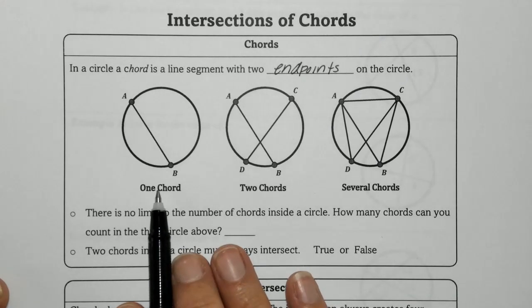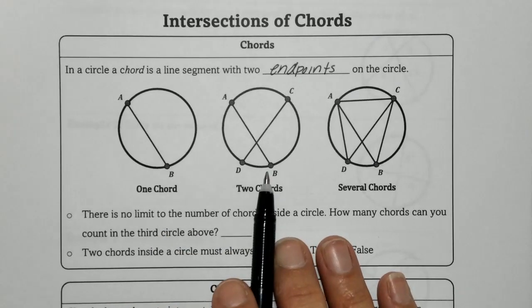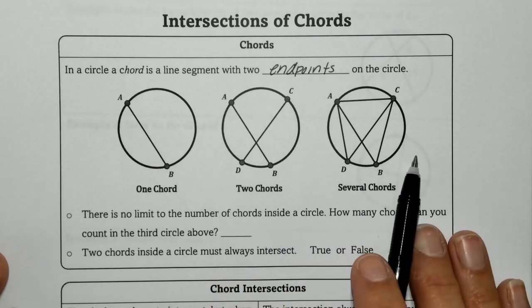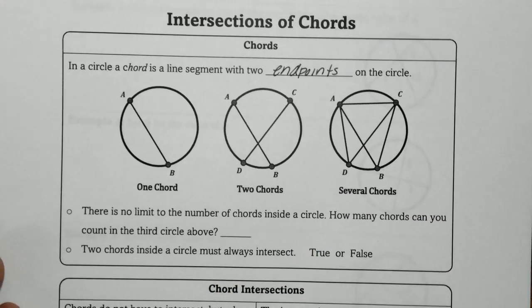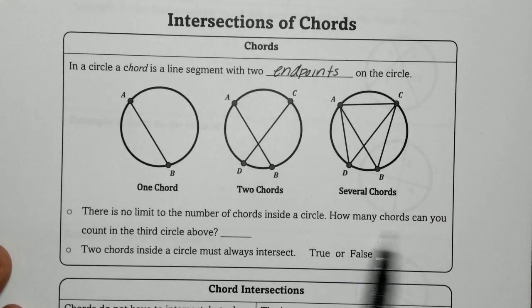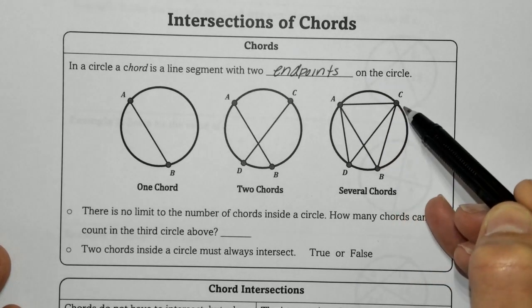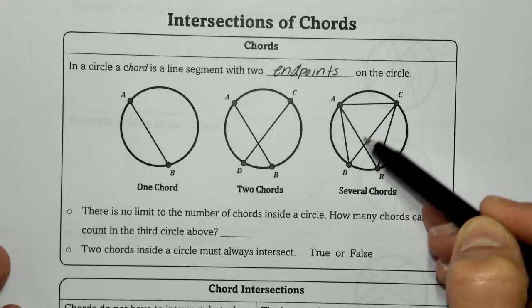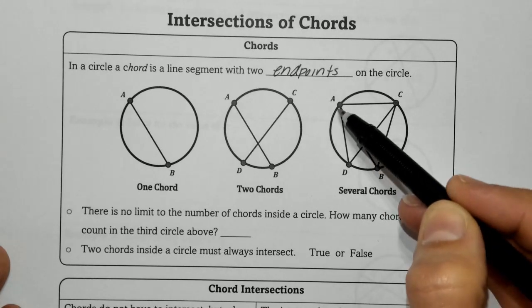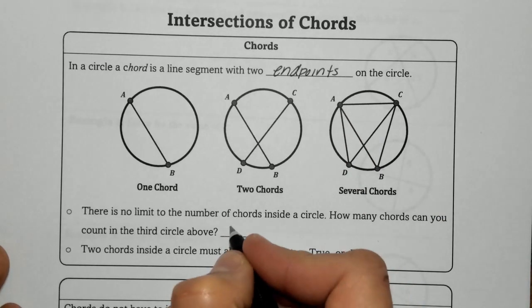So this is what it looks like if you have one chord. Here's two chords, which we're going to be discussing today. And then here we've got several chords. So there is no limit to the number of chords inside of a circle. How many chords can you count in that third circle? We have one, two, three, four, and five. So we have a total of 5 chords here.